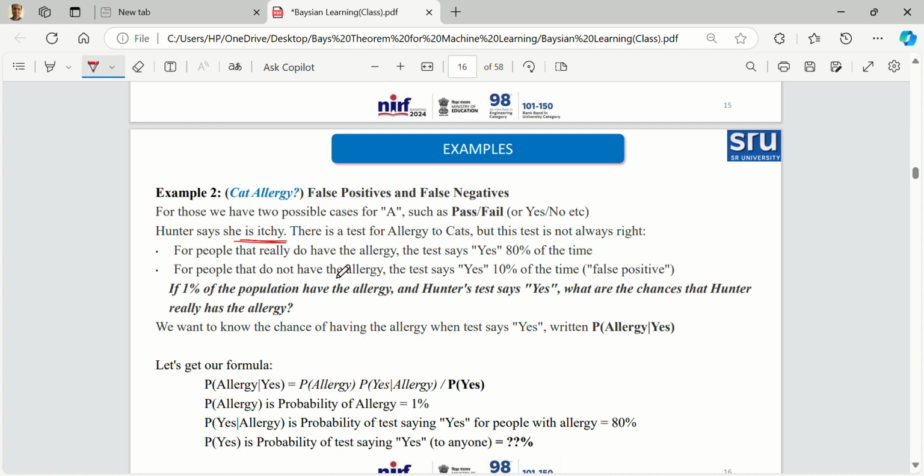For people that really do have the allergy, the test says yes 80% of the time. And for people that don't have the allergy, the test also shows yes 10% of the time. That is called the false positive. If 1% of the population have the allergy and Hunter's test says yes, what are the chances that Hunter really has the allergy?